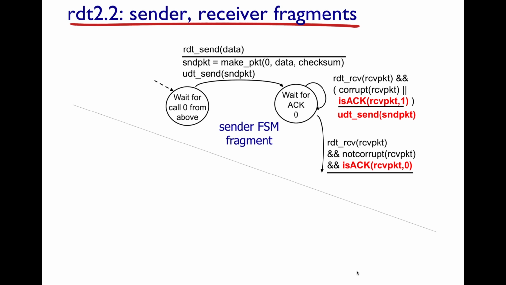So here we have RDT send from above, starting in wait for call 0 from above. We get our data, we create a packet, we calculate the checksum and include it in the segment header. We include the payload data, which is the message data from the application above, so some application called socket send. We also include the sequence number, in this case sequence number 0. We create this packet and store it locally in the buffer in the transport layer runtime on the sender side. Then we call UDT send after saving off a copy.